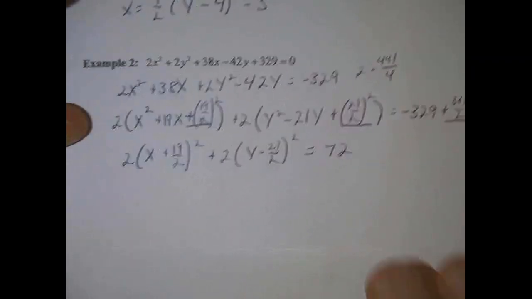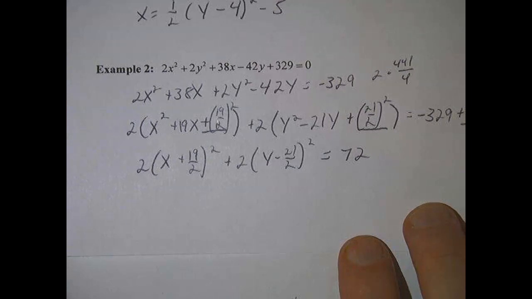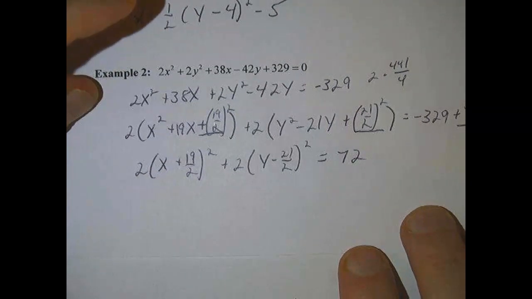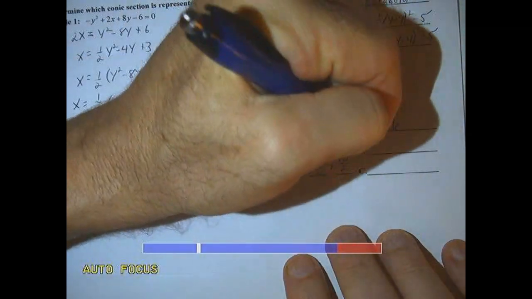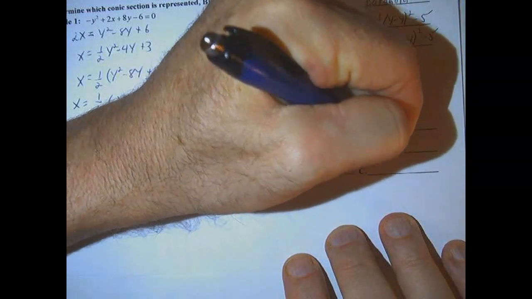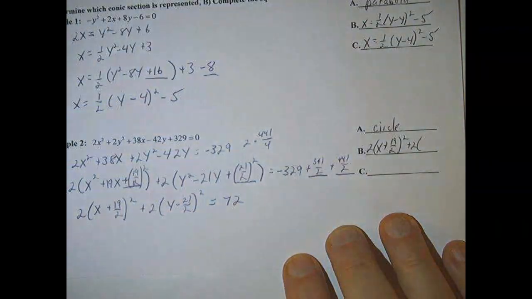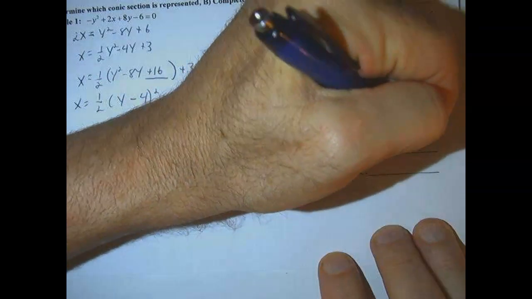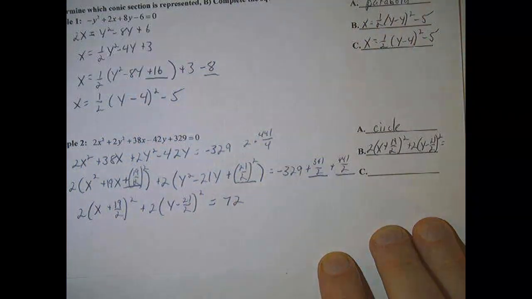Okay, so we're just about done. We have completed the square, and we can now write this as finishing completing the square. That's part B. That step B is done. So this is going to be 2 times x plus 19 over 2 squared plus 2 times y minus 21 over 2 squared equals 72.